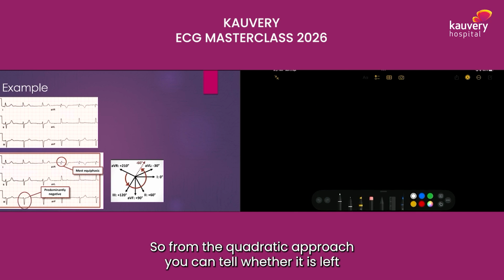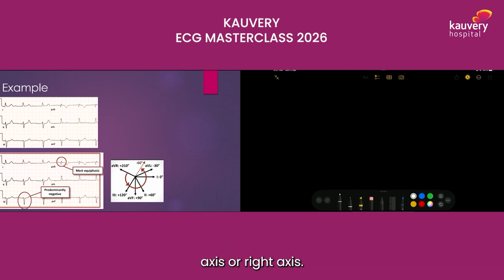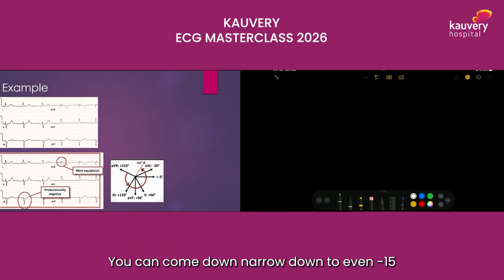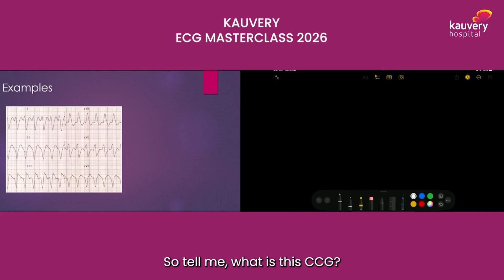So from the quadrant approach, you can tell whether it is left axis or right axis. And with this equiphasic approach, you can finally tell what the actual axis is. You can narrow down to within plus or minus 15 to 30 degrees of the real axis. So tell me, what is this ECG? Is it a normal ECG or abnormal ECG?